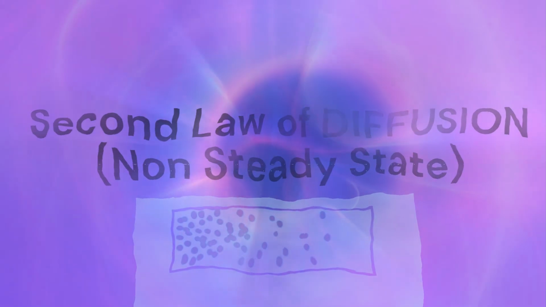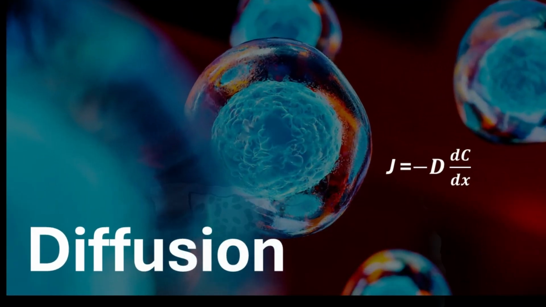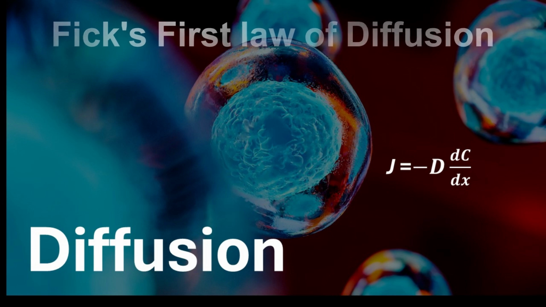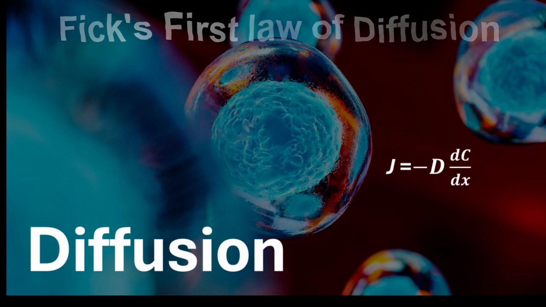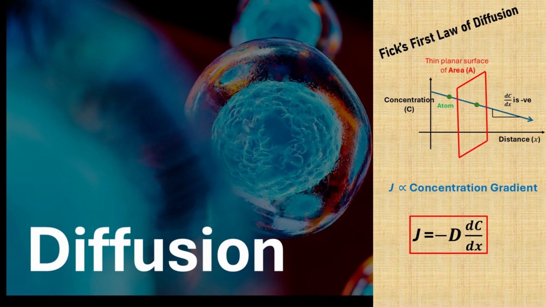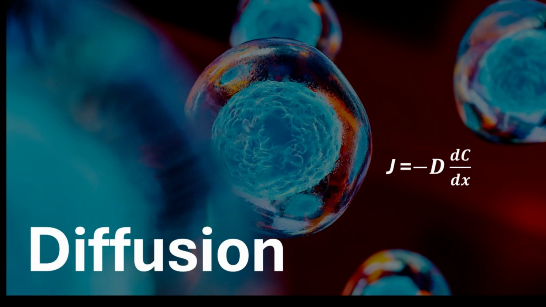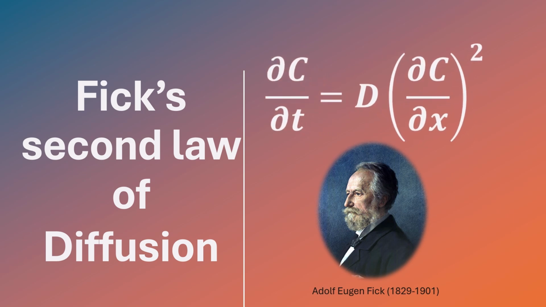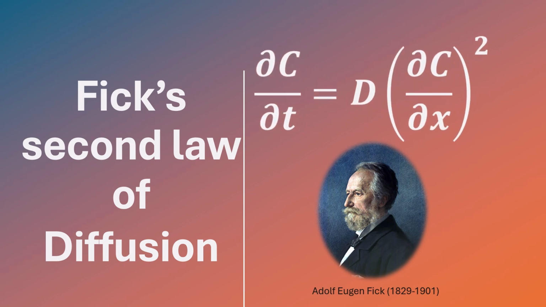Before we get to the second law, let's quickly recall Fick's first law. It states that the diffusion flux, J, is proportional to the concentration gradient, given by the equation shown. This law applies to steady-state diffusion, where the concentration profile is shown by a straight line with decreasing slope and does not change with time, meaning the system has reached equilibrium conditions. Laws of diffusion were given by Eugen Fick, a German physician and physiologist, in 1855.